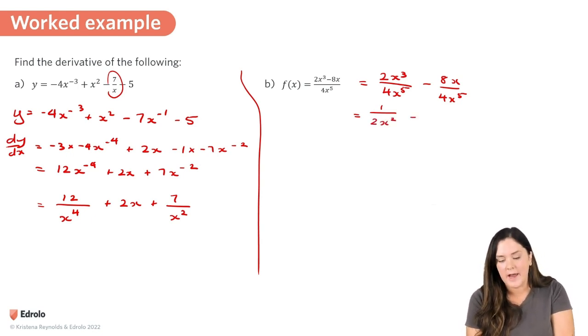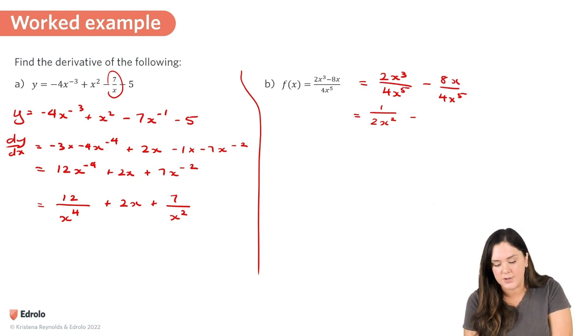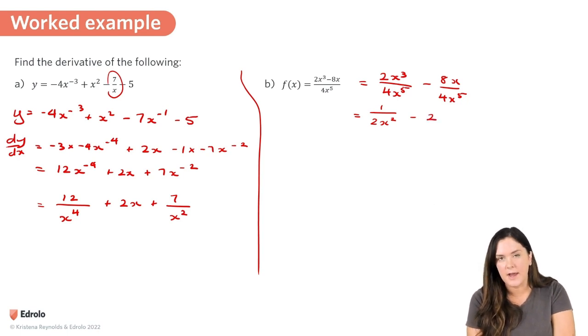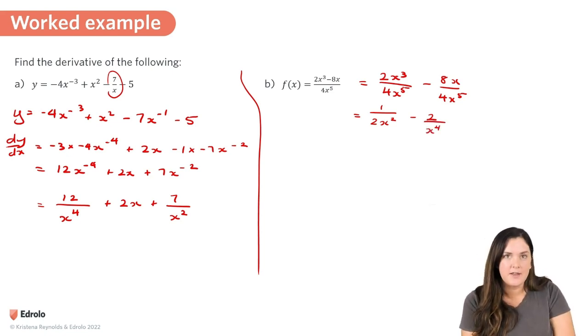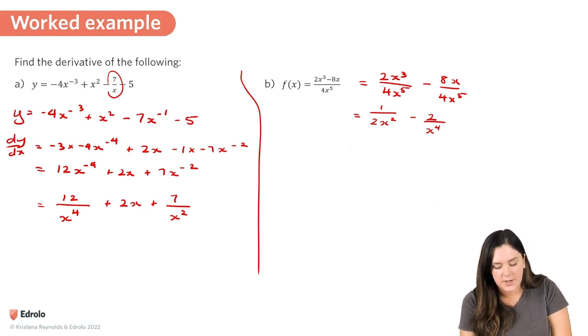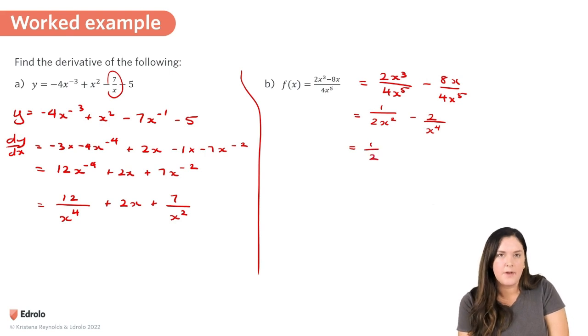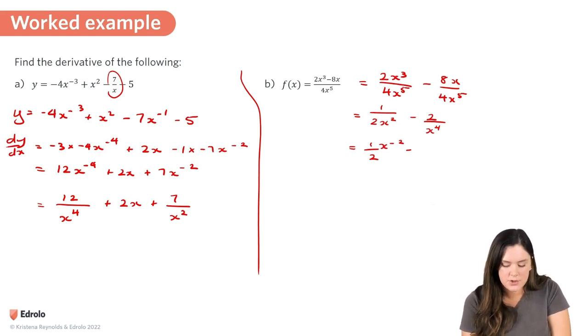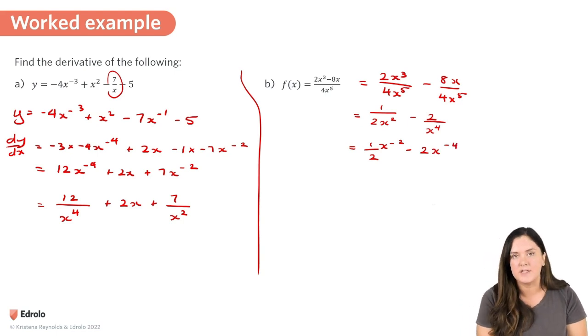Now this one here, we've got 8 over 4. So this will simplify to 2. We've got x divided by x to the power of 5. So we'll actually end up with x to the power of 4 on the bottom. Now I can't differentiate like that, so I need to change these to negative indices. So what I'm going to do is write my fraction, my 1/2, and then bring that x to the power of negative 2 up to the top. I'm going to do the same to the next term there. So I've got 2 times x to the power of negative 4. And now we can differentiate.